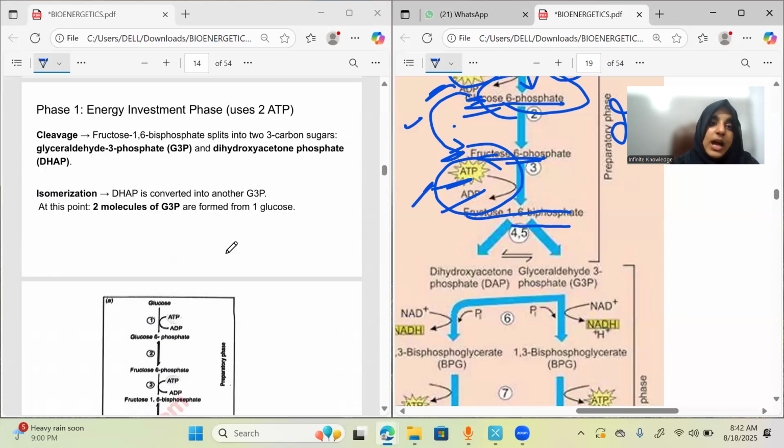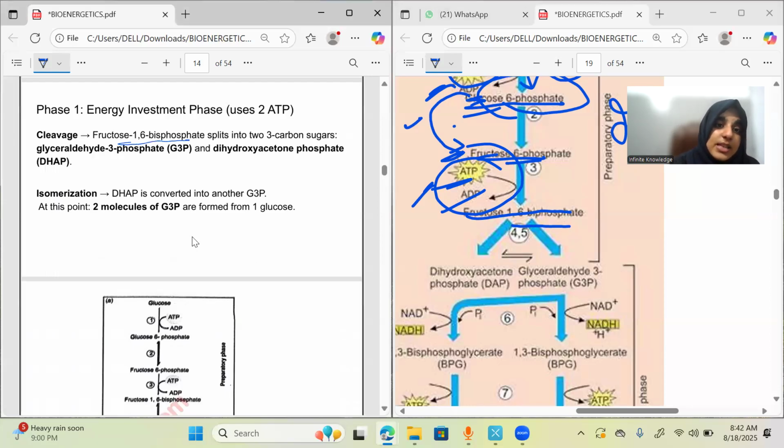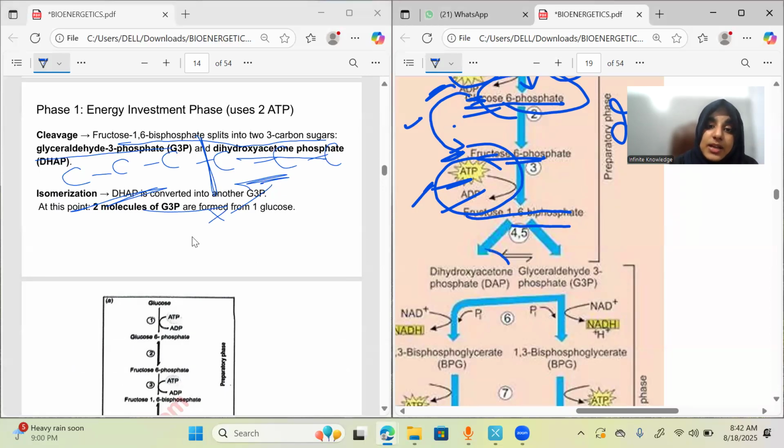Okay. What happens in cleavage is that fructose 1,6 bisphosphate splits into 3 carbon sugars, glyceraldehyde 3-phosphate and dihydroxyacetone phosphate. So this fructose 1,6 bisphosphate, which previously contained 6 carbons, split down into 3 carbon structures, both of them isomers of each other. Okay? These split into DHAP, dihydroxyacetone phosphate, and glyceraldehyde 3-phosphate, which are reversible reactions and they can easily convert into one another.